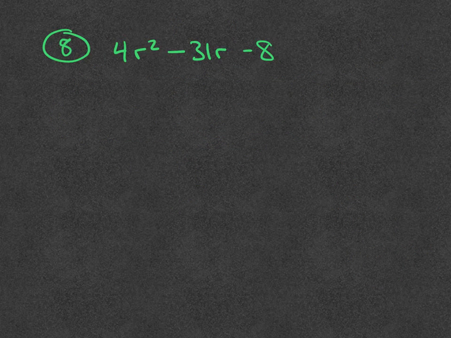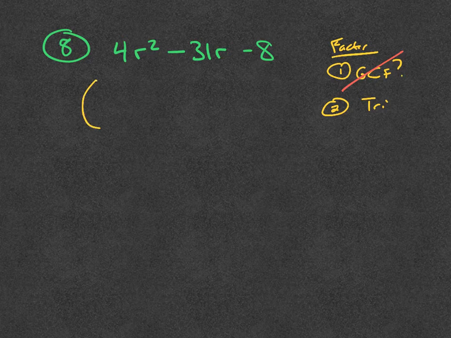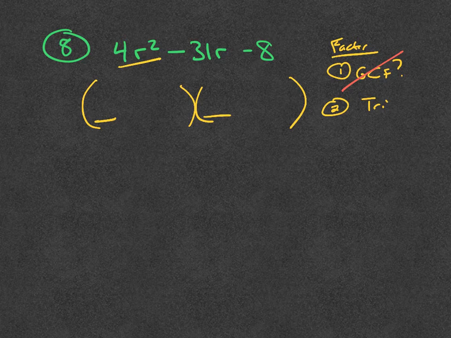Number 8, 4r squared minus 31r minus 8. Greatest common factor, can't take r out of everything. 4 and 31 don't have anything in common. Next, it's a trinomial. So we'll put our two parentheses, and then we'll try to sort this out some. First thing in both of those parentheses has to multiply to be 4r squared.